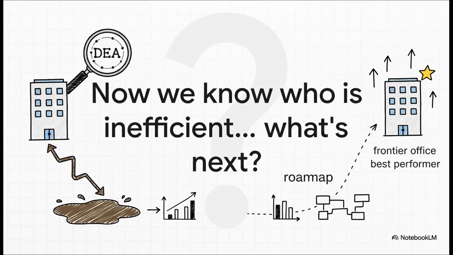And you know, this is the real power of DEA. We don't just get a simple ranking, we get a target. For the inefficient offices, like 1 and 4, the question is no longer, are we good or bad? Now the question is, how can we become more like the offices on the frontier? DEA doesn't just identify the best, it gives everyone else a clear mathematical roadmap for how to get there.